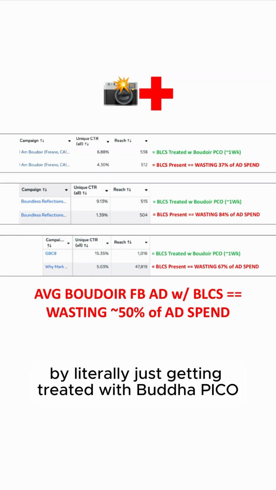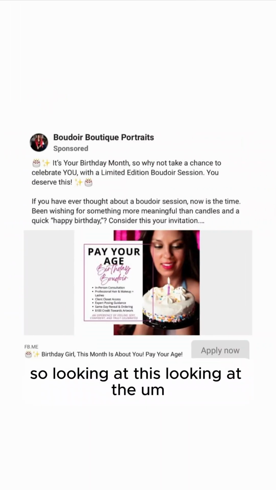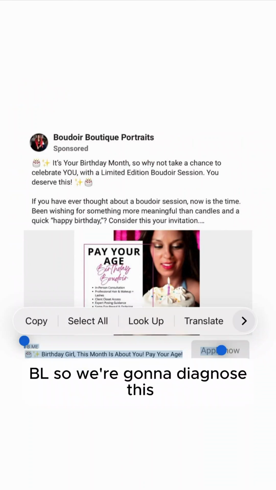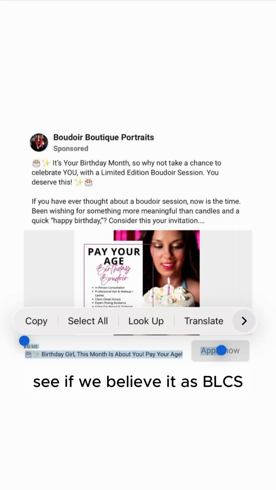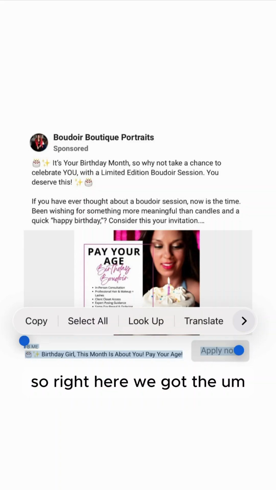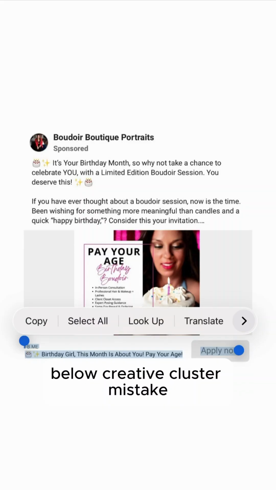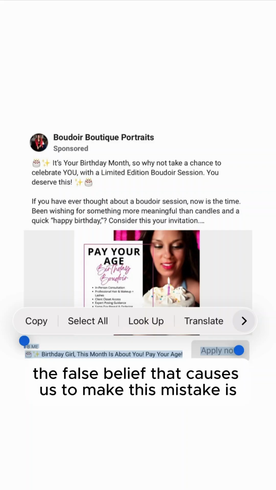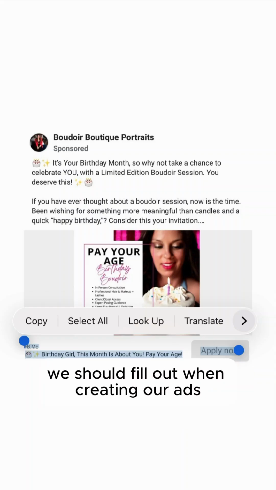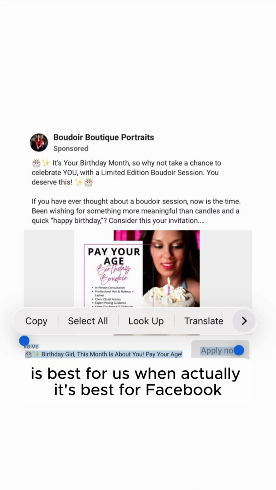So looking at this, we're going to diagnose it and see if we believe it has BLCS, aka Boudoir low click syndrome. So right here we've got the below creative cluster mistake. The false belief that caused us to make this mistake is we trust that what Facebook tells us we should fill out when creating our ads is best for us, when actually it's best for Facebook.